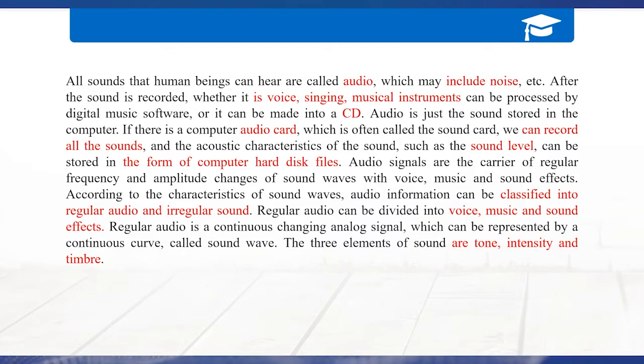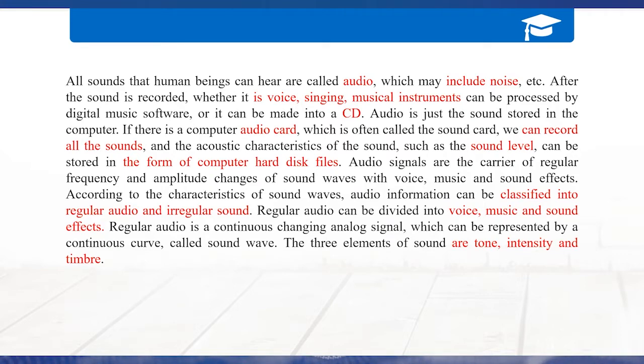Audio signals are the carriers of regular frequency and amplitude changes of sound waves with voice, music, and sound effects. According to the characteristics of sound waves, audio information can be classified into regular audio and irregular audio sound. Regular audio can be divided into voice, music, and sound effects. Regular audio is a continuously changing analog signal, which can be represented by a continuous curve called sound waves.